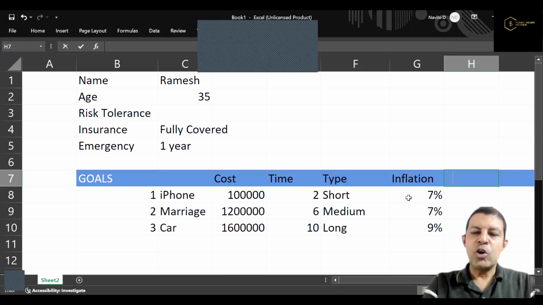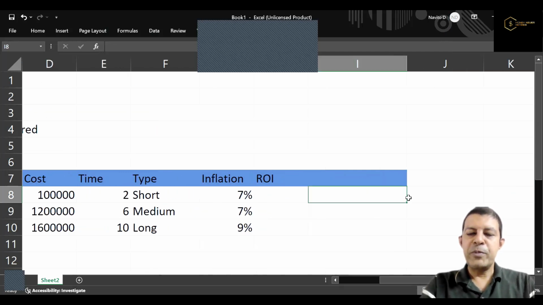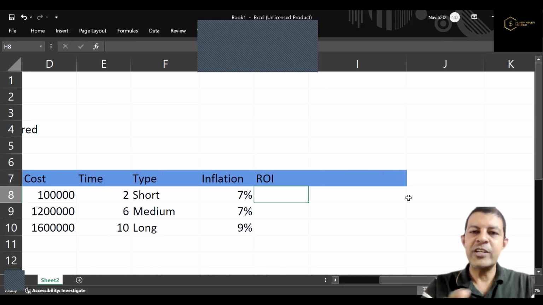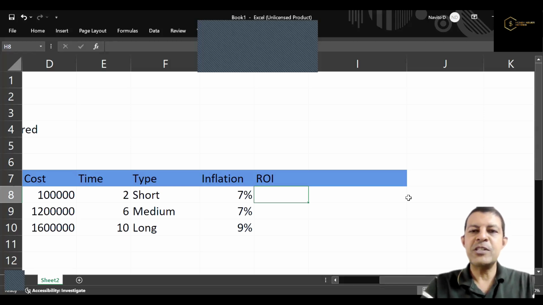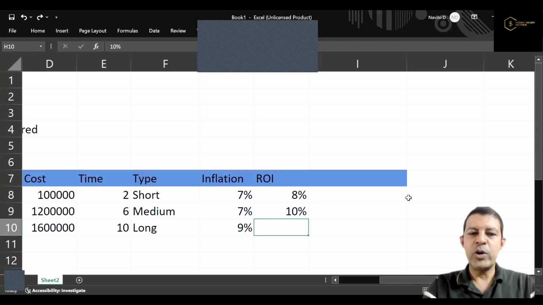Okay. And the return on investment. So that means to achieve these dreams, Ramesh needs to invest in certain assets. And because of the nature of the dream, which is short term, we are going to invest in assets which are capable enough to suit those needs. That means for short term needs, we are not going to take too much risk. Hence, the rate of returns expected on that particular investment is going to be lesser. So we're going to assume about 8% ROI for investment made for a short-term dream. For medium term, we're going to assume 10% ROI. And for long term, we're going to assume 12%.